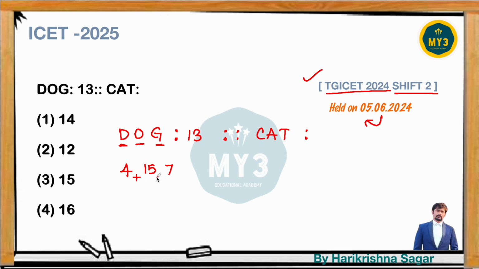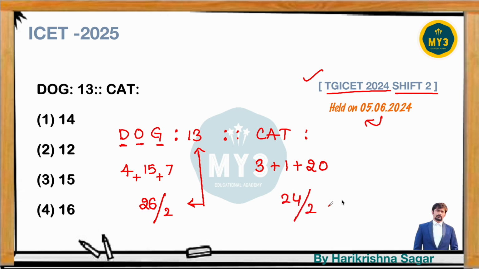When you add up all these numbers, what are you going to get? 19 plus 7, which is equal to 26. But they have taken it as 13. What might be the reason? They have taken half of this. In a similar way, cat: C is 3, A is 1, T is 20. When we add up these numbers, we get 24. Half of this number should be your answer. Half of 24 is 12. The answer must be option 2. Mark it as the answer choice.